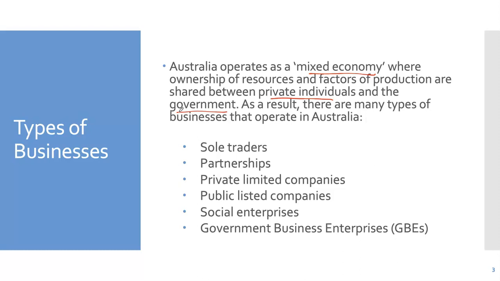As a result, there are lots of different types of businesses that operate in Australia, and we listed them before. So really quickly, we are talking about sole traders, partnerships, and companies, and you can see there are two types of companies, a private limited company and a publicly listed company. And then we have two that you might not have heard of before, which we call enterprises. These are social enterprises and government business enterprises. And all of these are in the Year 12 study design, so all of these could be examinable.